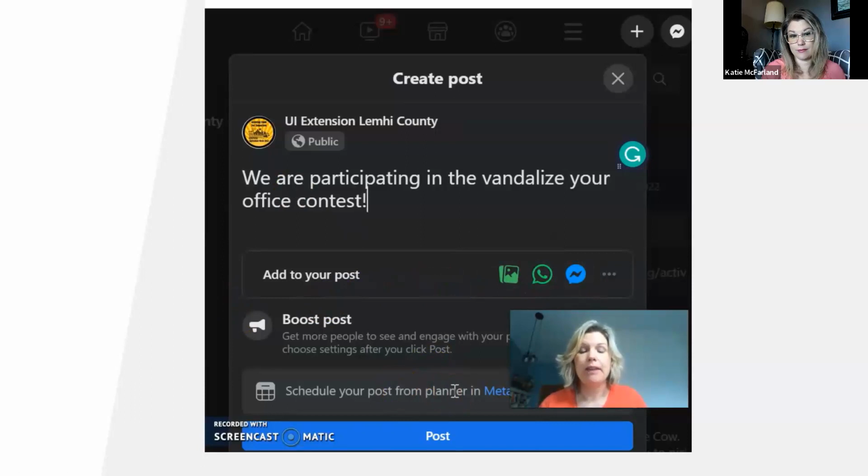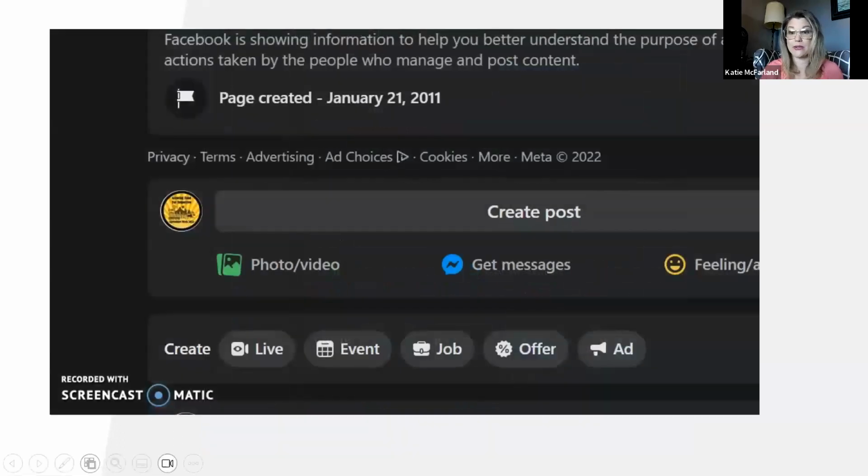Just like that. Then you can either add pictures or messages and different things associated with your post. You can also go into your planner, and that is in a different section of Facebook where you can schedule this post to appear at a different time.